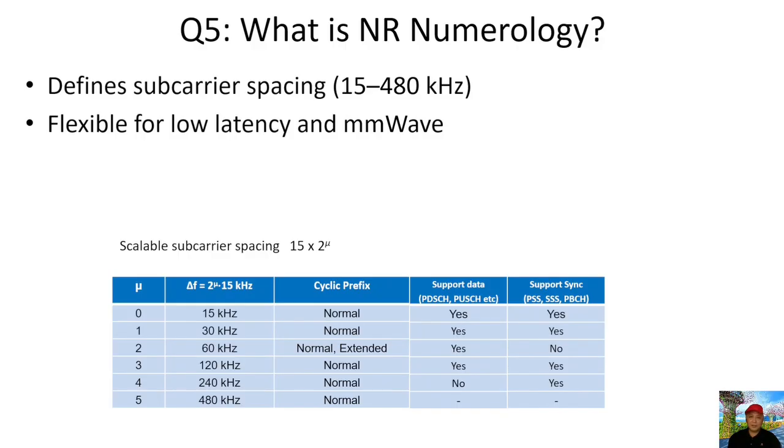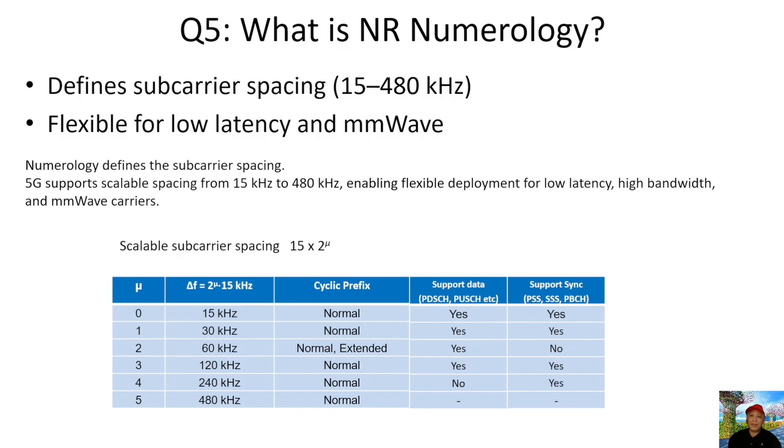Question 5. What is new radio numerology? Numerology defines the subcarrier spacing. 5G supports scalable spacing from 15 kHz to 480 kHz, depending on the frequency band, FR1 or FR2, enabling flexible deployment for low latency, high bandwidth, and millimeter wave carriers.